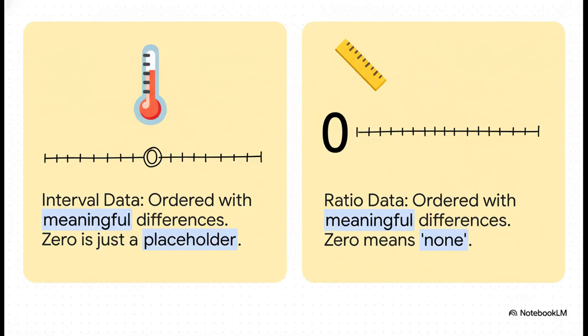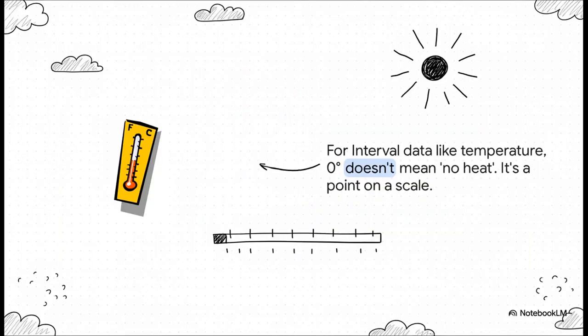What does the number 0 actually mean? So first, let's talk interval. With interval data, 0 is just another point on the scale. It does not mean the absence of the thing you're measuring. The classic example is always temperature. I mean, think about it. 0 degrees Celsius doesn't mean there's no heat at all, right? It's just a position on the thermometer.